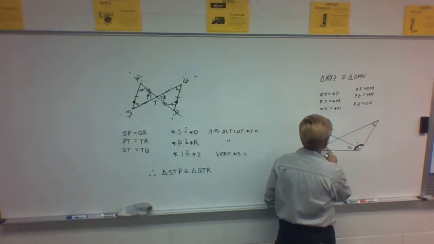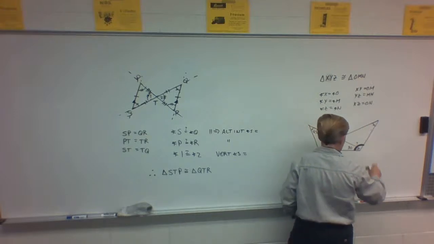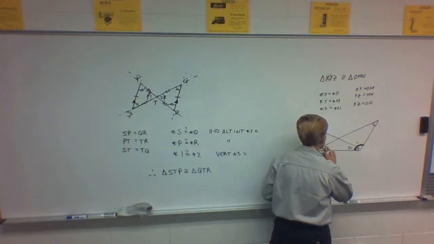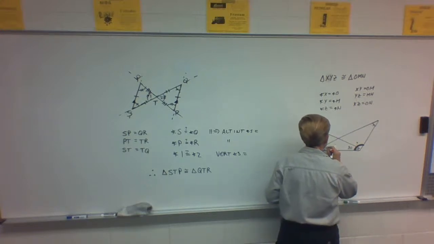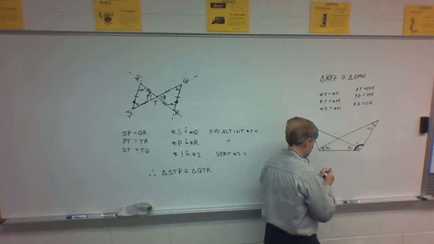How big is this angle? 30. How big is this angle? I'm going to put these in red so we can tell these are ones we came up with. So this one's 30, this one's 45, because of the markings that we've got there.